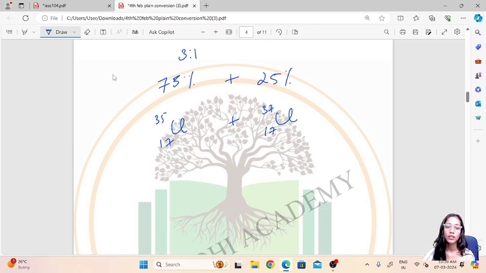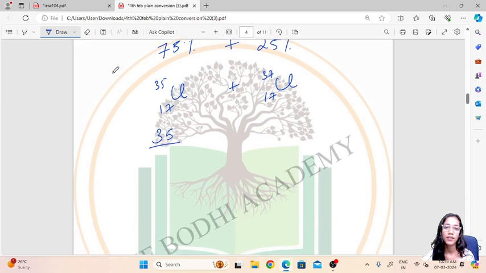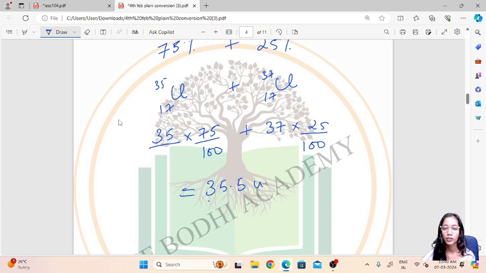Okay, now 35 means percentage, you have to take 75% of 35. So for that you do 35 multiplied by 75 upon 100 plus 37 multiplied by 25 upon 100. Okay, so the final value for this is 35.5 units.